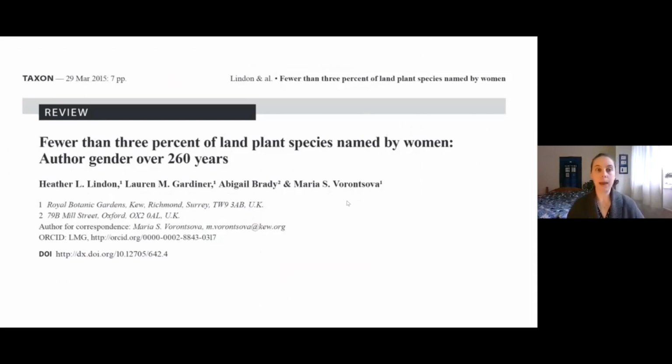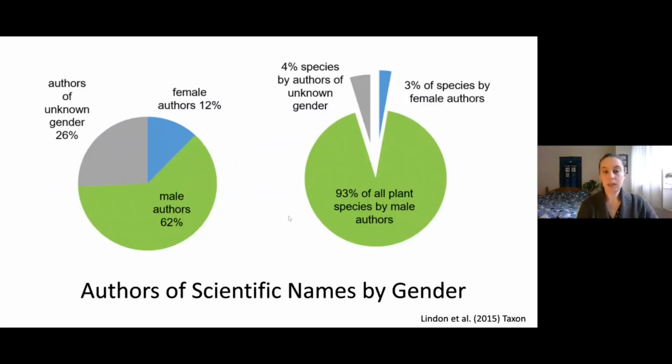And the result of that was a paper in 2015. It was published in Taxon, and it just had this overarching headline that about 3% of land plants were named by women. And it was a look over the past 260 years of plant names to see what the results were. And when we look at just that list of about 50,000 authors, we could see about 12% of the people on that list were women, about 62% were men, and about a quarter of them we weren't able to distinguish either way. So, I mean, that's pretty good.